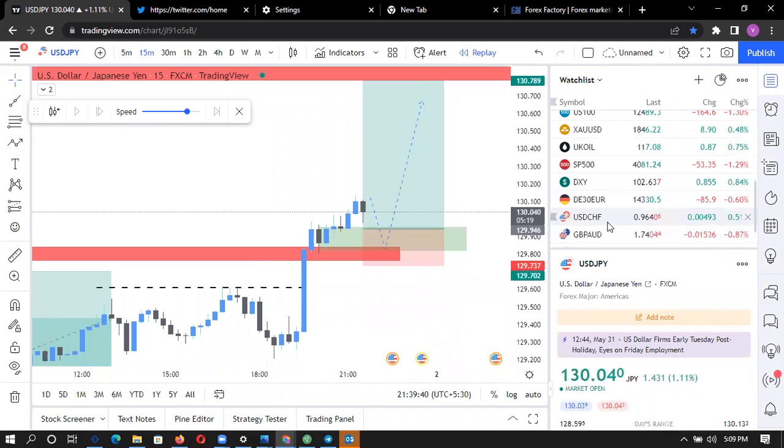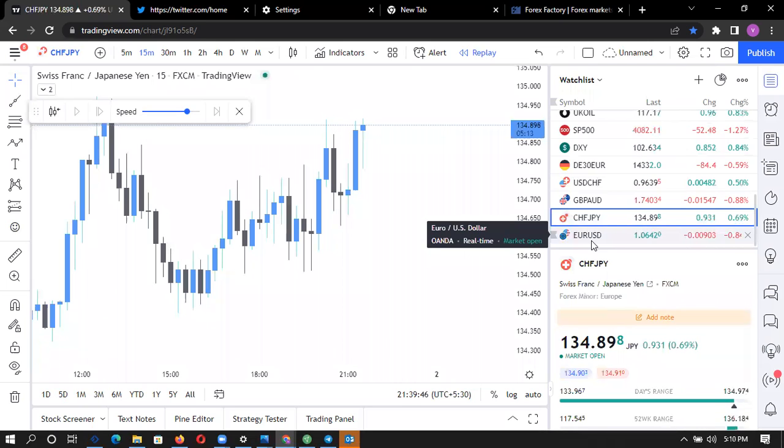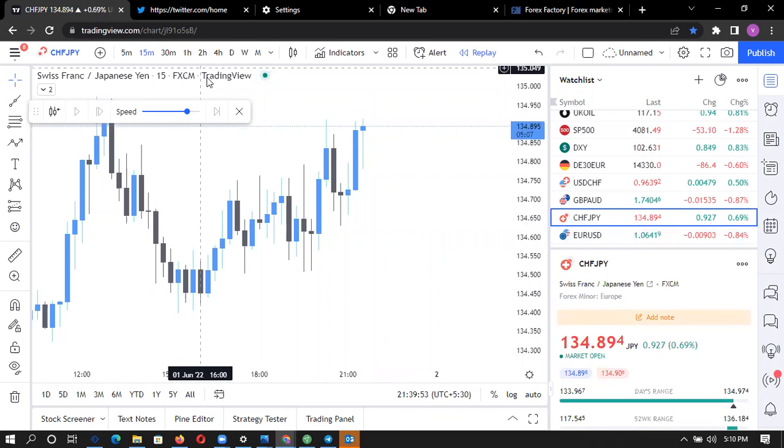So the next one I would like to talk about is the CHF JPY. We actually completed our trade on this. It was fantastic. Trust me, guys, it was fantastic. So let's move to the 4-hour time frame.